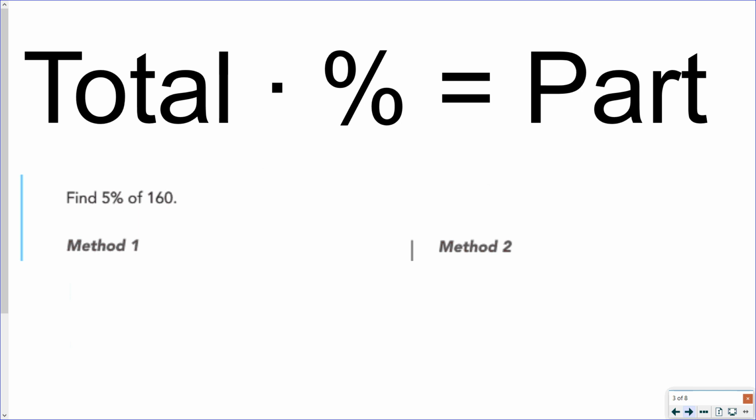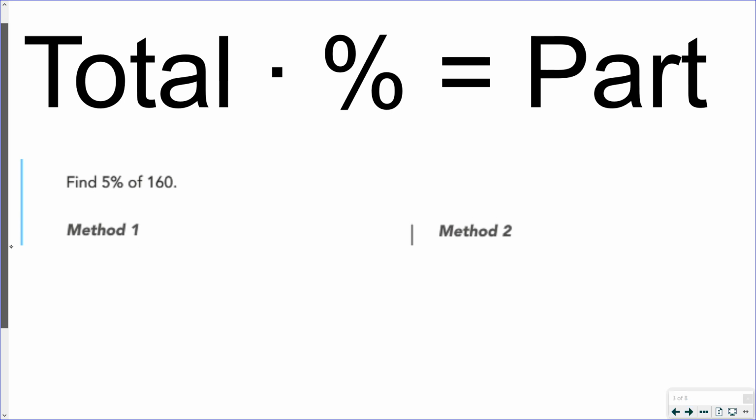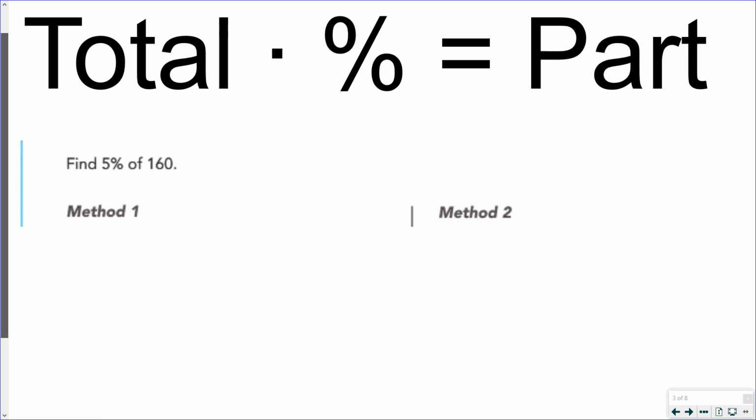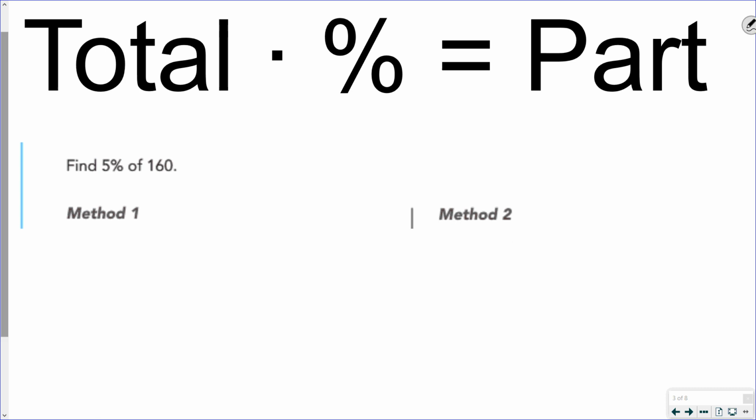So a pretty important formula that we will use today is total times percent equals the part. So if we want to find 5% of 160, we have two methods that we can utilize. The first method is by converting that percentage into a fraction. So 5% is equivalent to 5/100ths, "of" means times, and we're multiplying by 160, which we can write as 160 over 1.